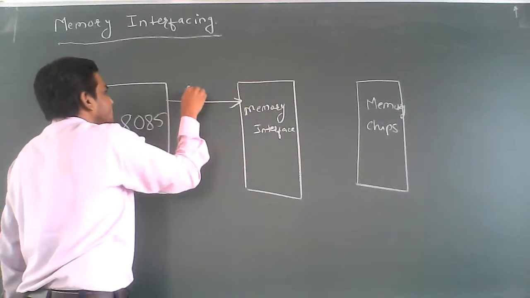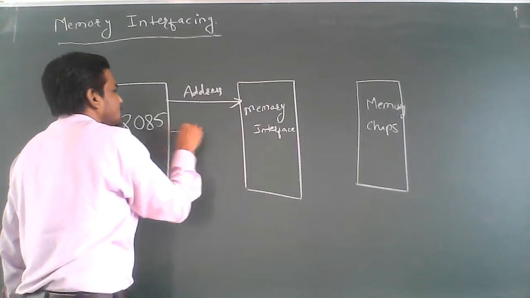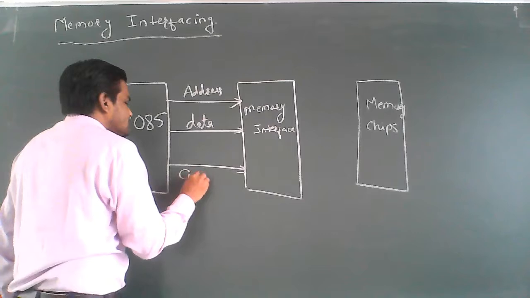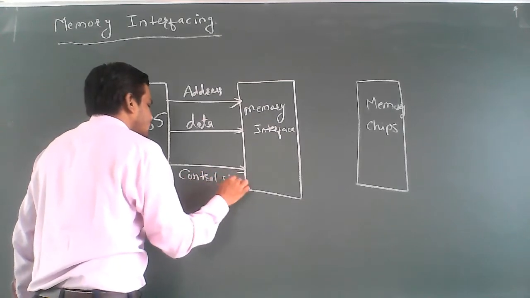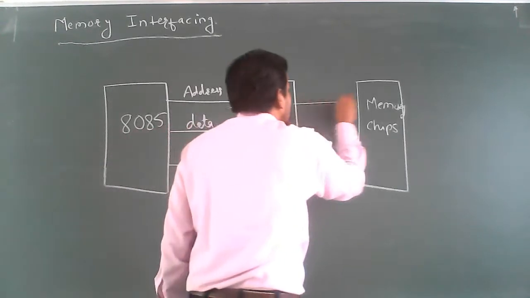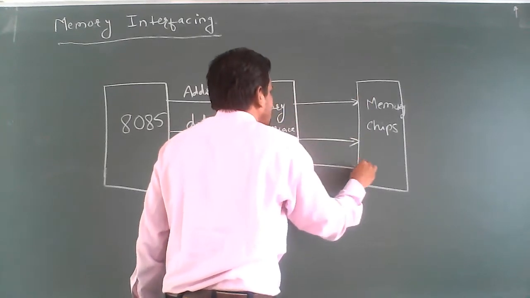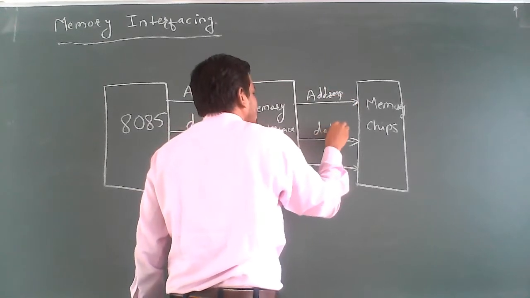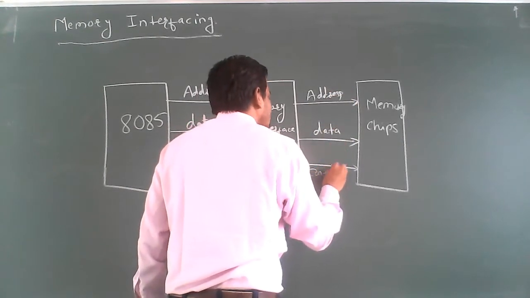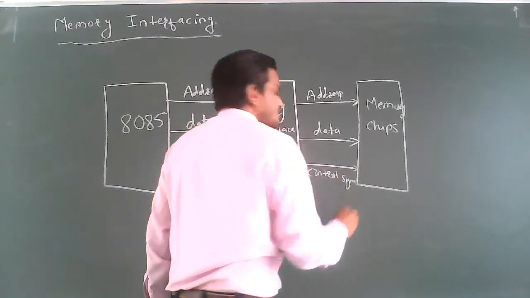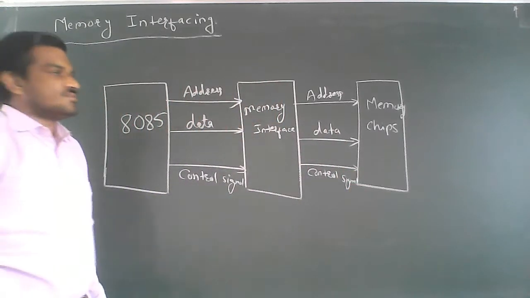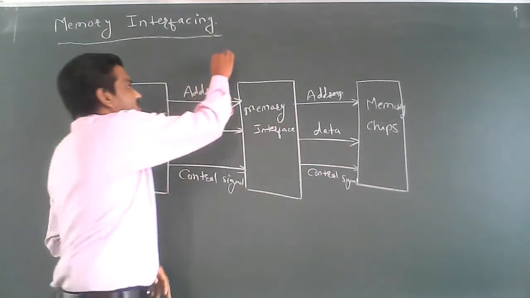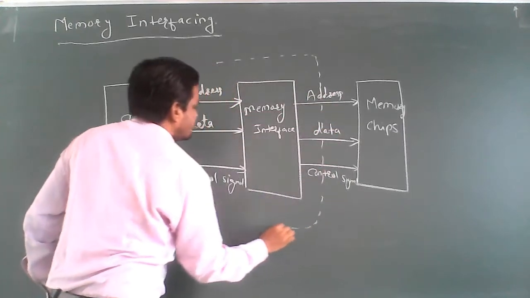This is my address, then data, and then control signals. So this is my memory chip, this is my 8085 microprocessor, and we require this memory interface.